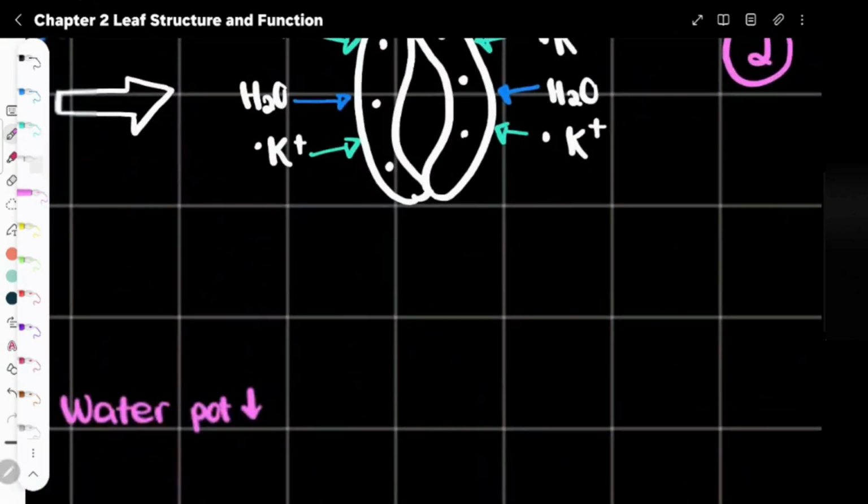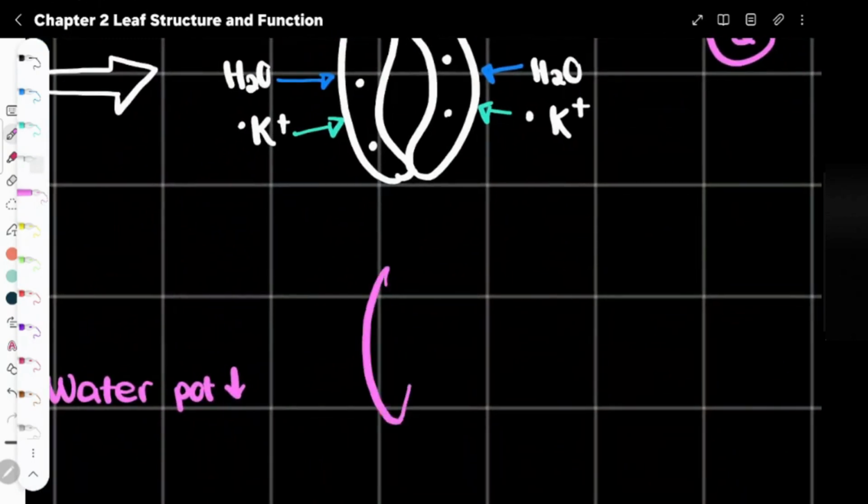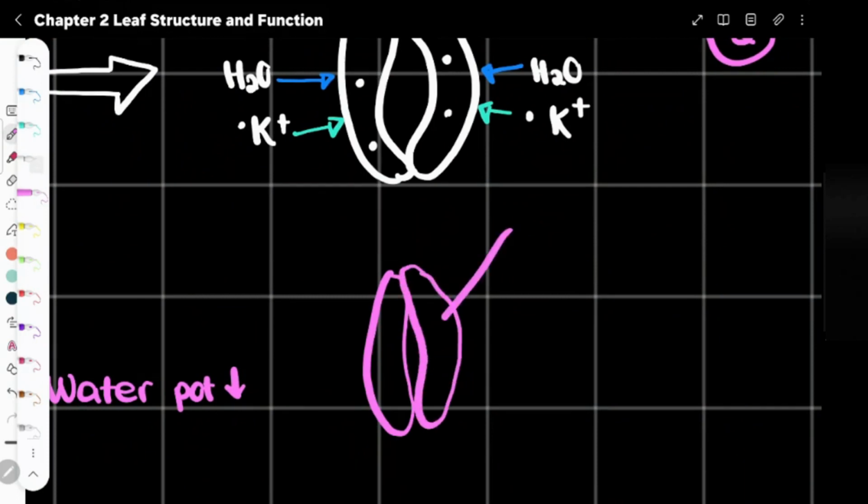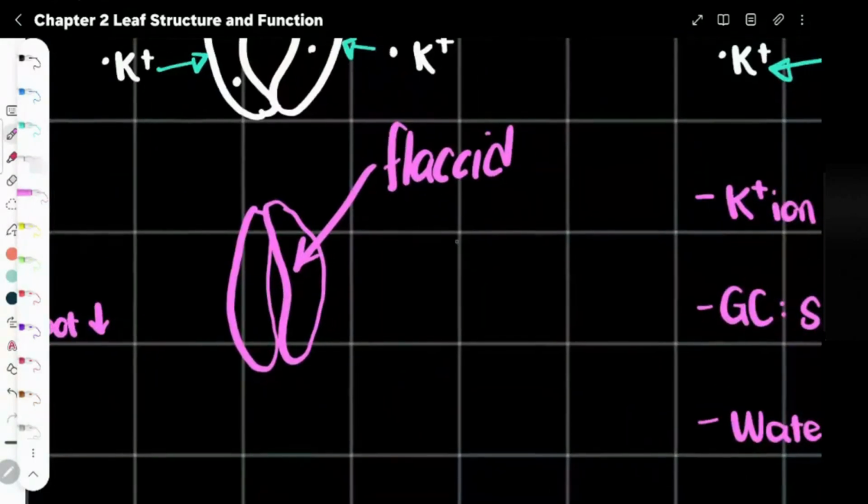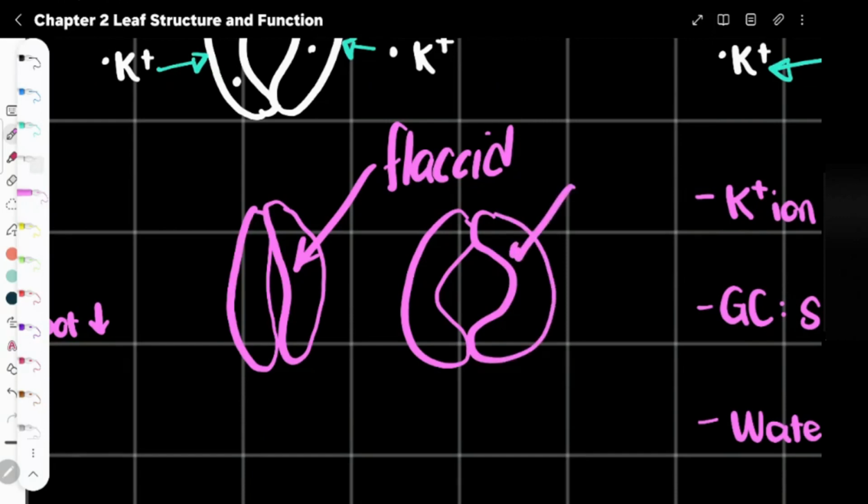You have to understand the state of it. Just now it was like this, and then it was like this. This is soft. This is flaccid. And if it's like this, bigger, A is turgid. Okay, this is turgid.